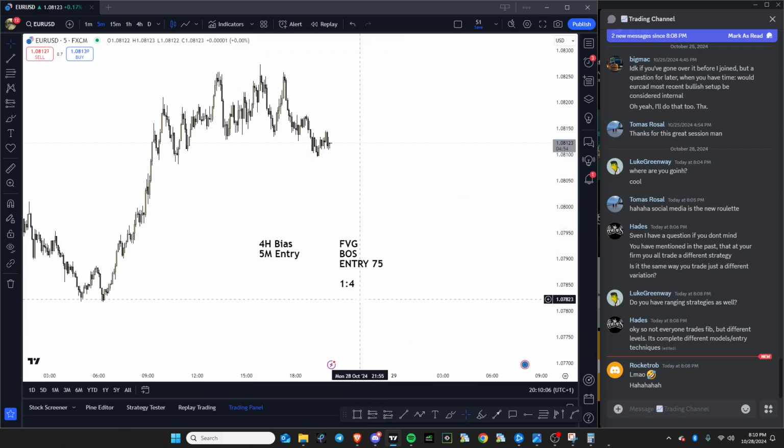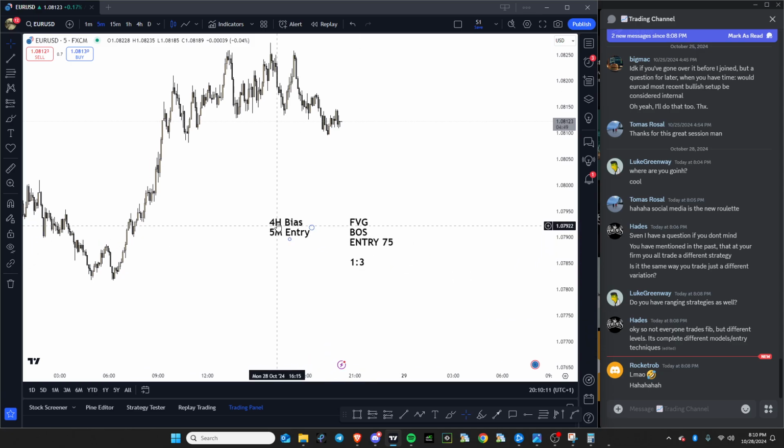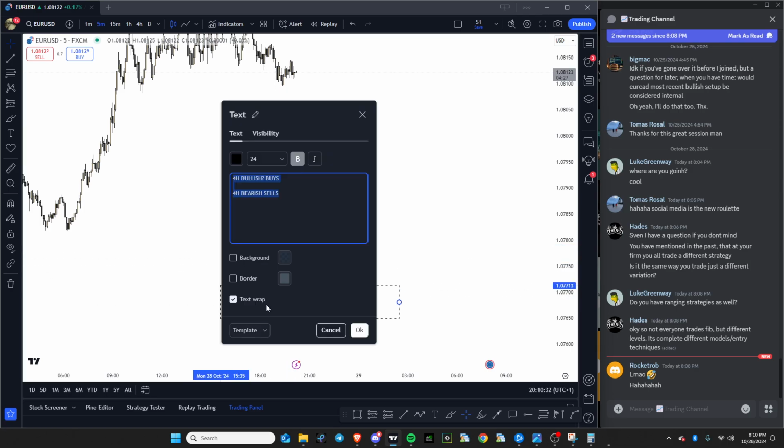So this is what I do when I go into a strategy completely raw. 4-hour bias, 5-minute entry. And what does that mean? That means that, let me write that out for you. 4-hour bullish buys, 4-hour bearish sells, and then after break of structure, expect and trade the pullback. What I mean by this, I'll explain that in a second.